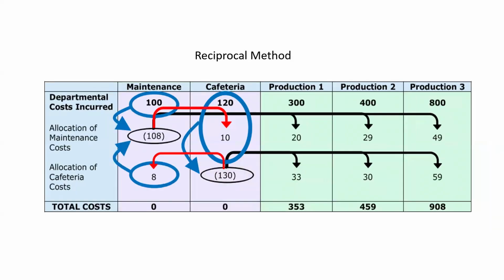In the reciprocal method, what is happening? Complete capture of services we will be doing here. Maintenance is giving service to cafeteria and it is also taking service from cafeteria. Even cafeteria is giving service to maintenance and taking it from maintenance. Here, you will include all of the costs that are present. Now, how do you frame the simultaneous equations? So, you will have to frame the simultaneous equations.